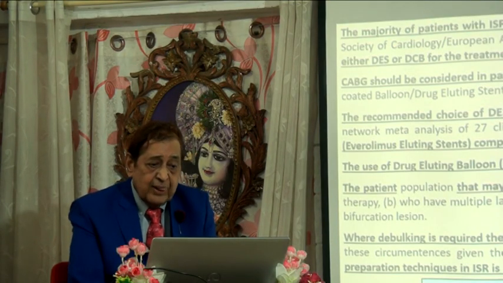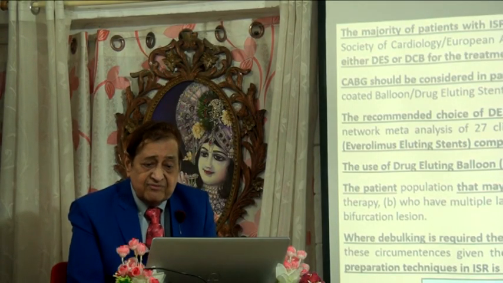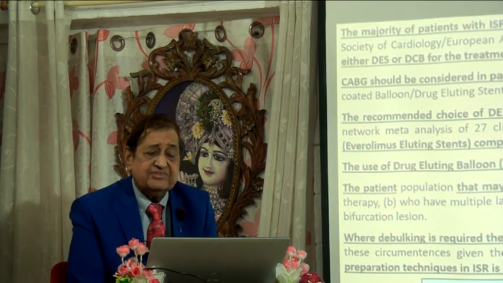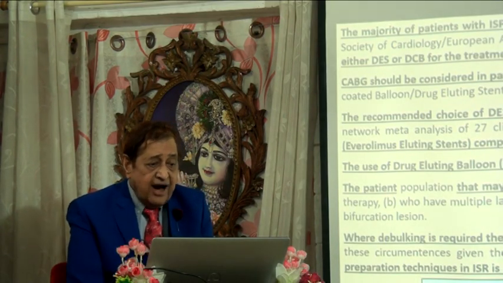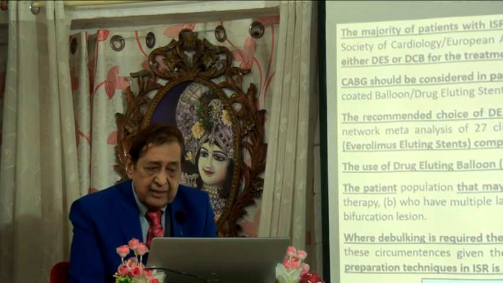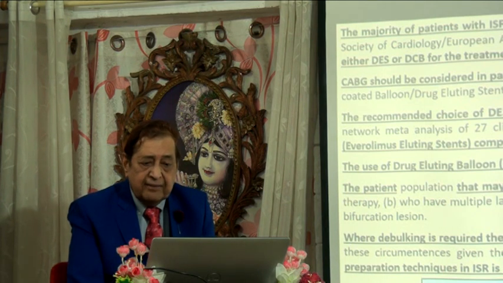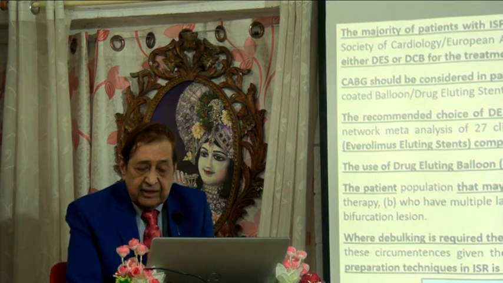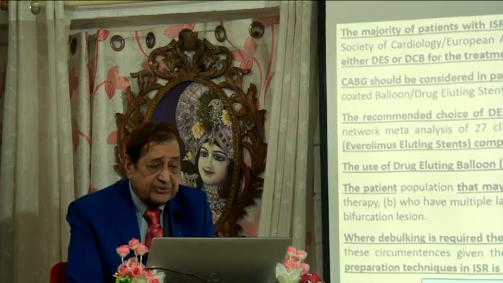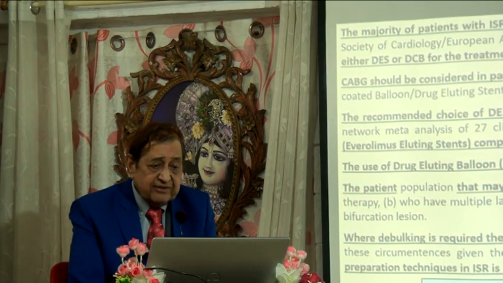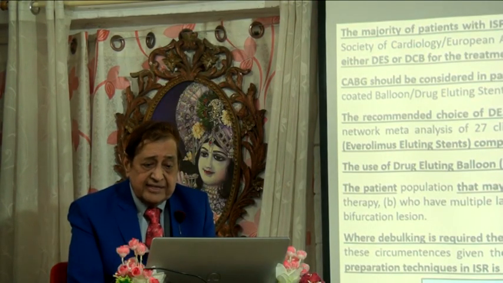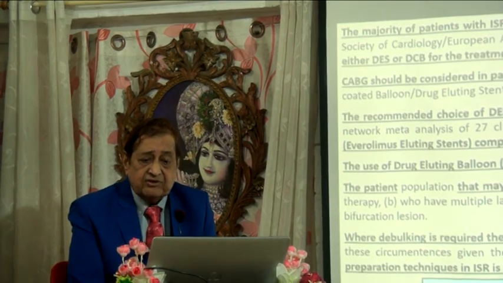And second, those who have multiple layers of metal. And third, when compromise of a side branch is a concern, which occurs during PCI of a bifurcation lesion. Then where debulking is required, the use of rotational or laser atherectomy may be indicated. Scoring or cutting balloons are used in these circumstances given their wider availability and relative safety compared to atherectomy.